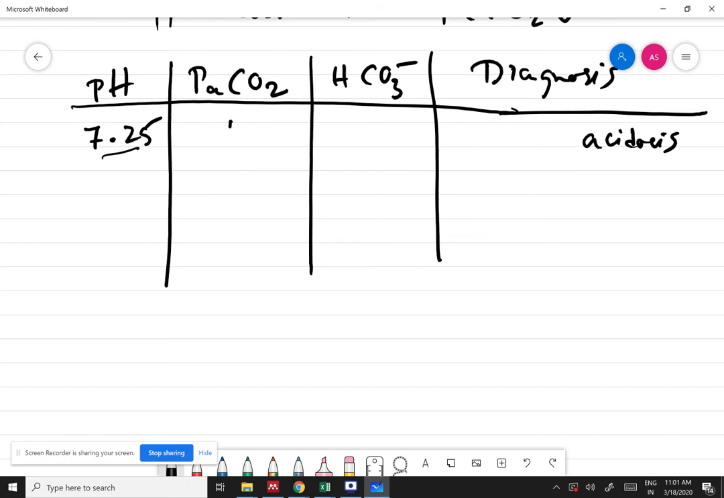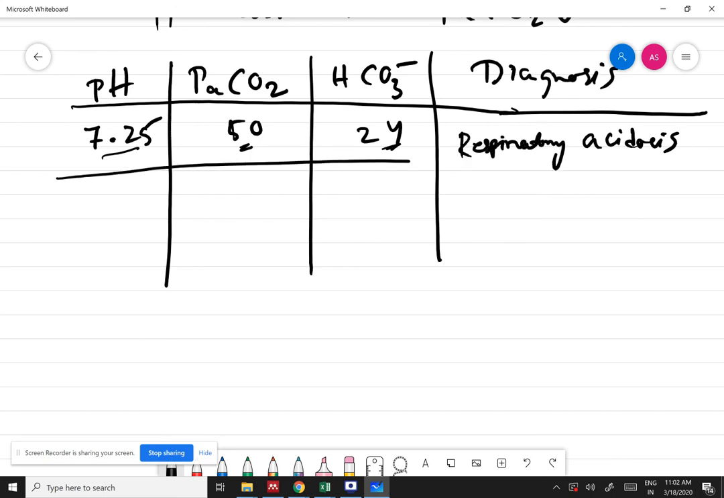Now PaCO2 value is given as 50, and HCO3 minus is given as 24. The normal range of HCO3 minus, as I have discussed earlier, is between 22 and 26, so this is a normal range, while PaCO2 should be between 35 and 45. It is more than 45, and more PaCO2 means more acidic, so that means it is a respiratory acidosis. Okay, so this is the diagnosis which we can do on the basis of these numbers.